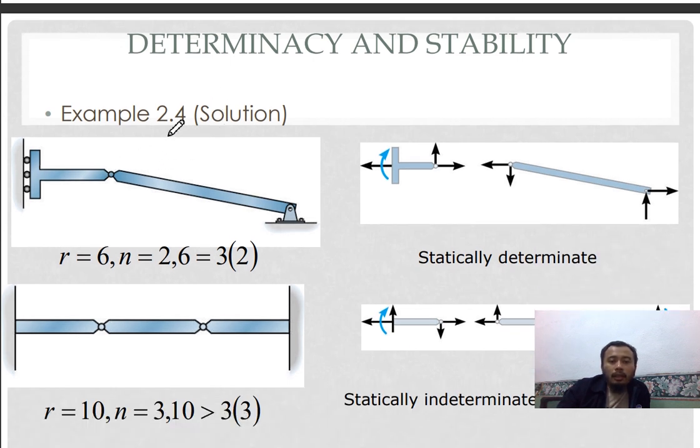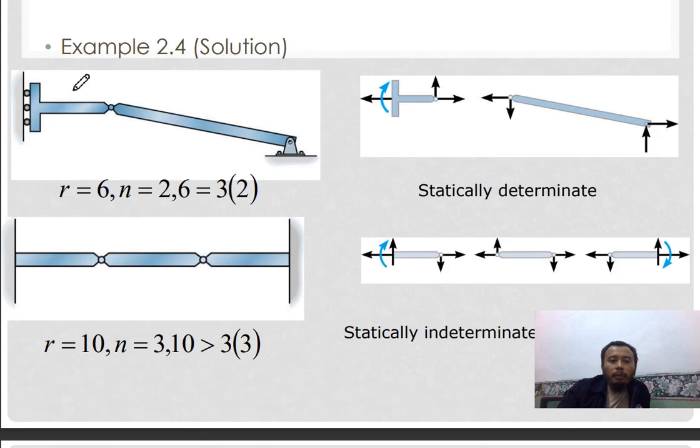Next, example 2.4, you have 2 members, 1 and 2, and then you have reactions here. Your reactions are 1, 2, 3, 4, 5, 6.